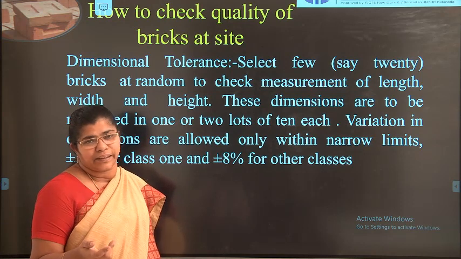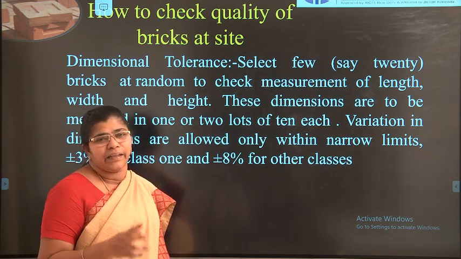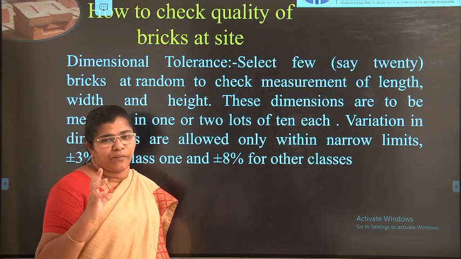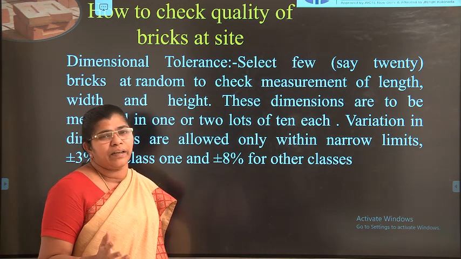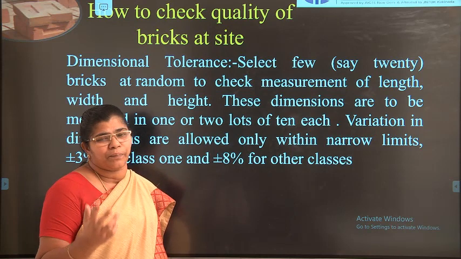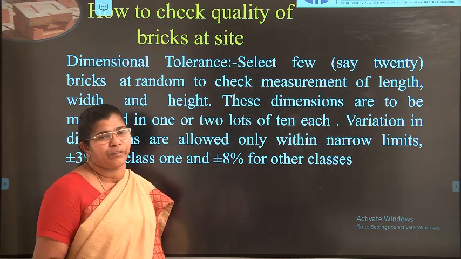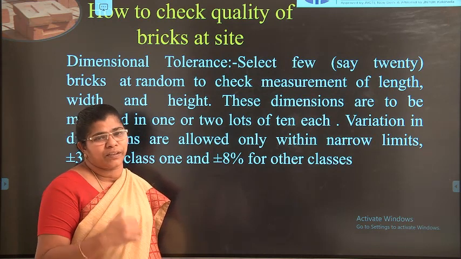The next one is drying. Drying can be done either in the hot sun, or we can go for controlled temperature drying. Nowadays in many places we have a cottage roof, and under that we carry out the drying process of the bricks.